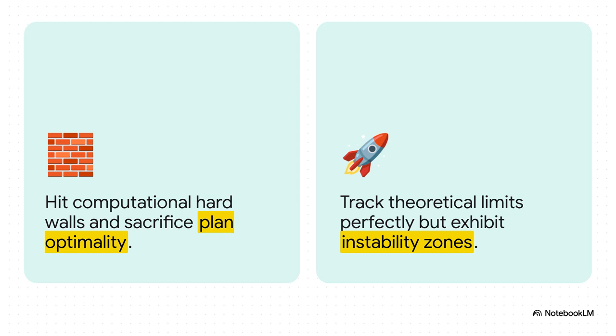To sum up that contrast, classical planners hit computational hard walls and basically give up on being optimal just to find any solution at all. Reasoning-enhanced LLMs bypass that completely. By logically breaking down the PathStar graph step by step, they maintain perfect theoretical optimality. But, and this is a big but, they aren't invincible. Once the problem finally exceeds its internal thought token budget, the LLM hits a sudden zone of instability where it just totally fails. It doesn't slowly degrade, it basically snaps.